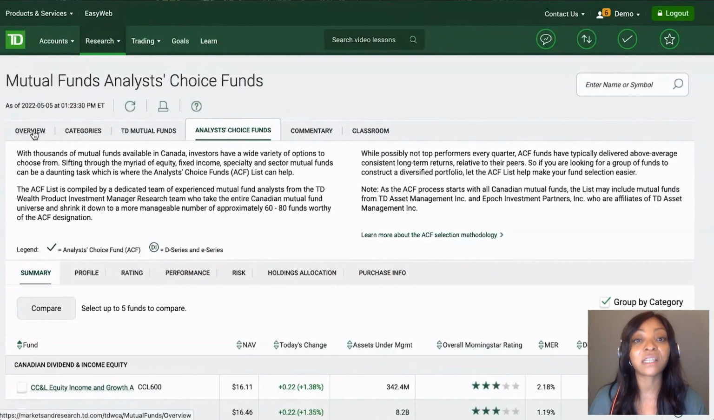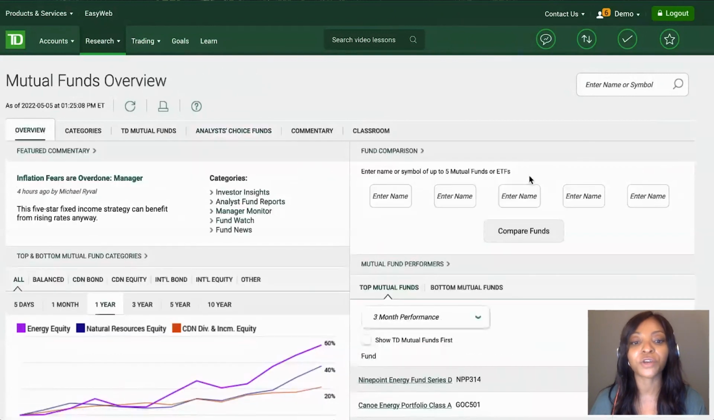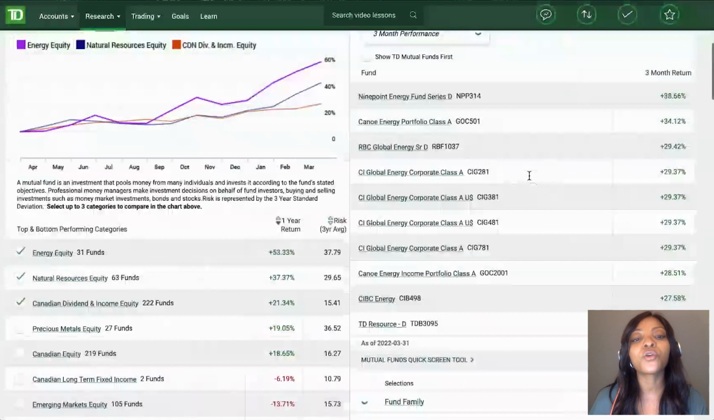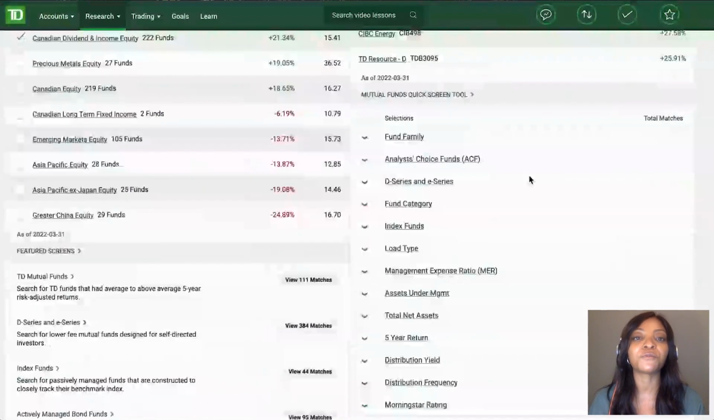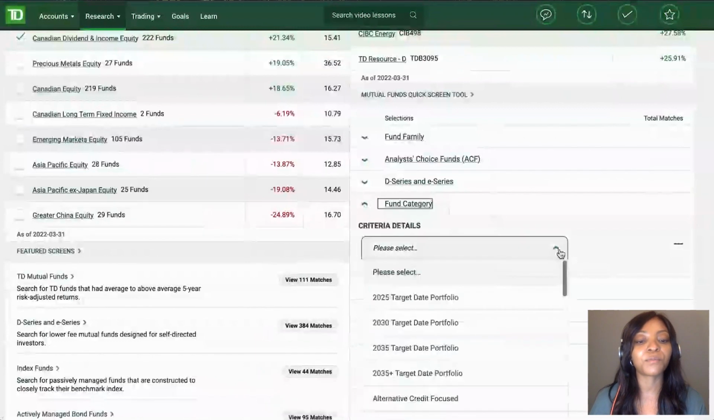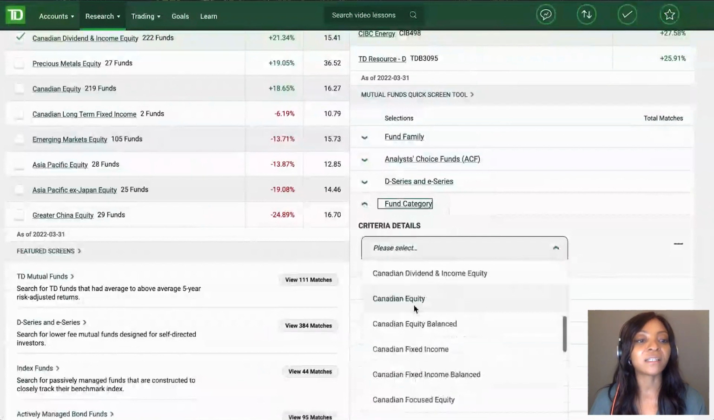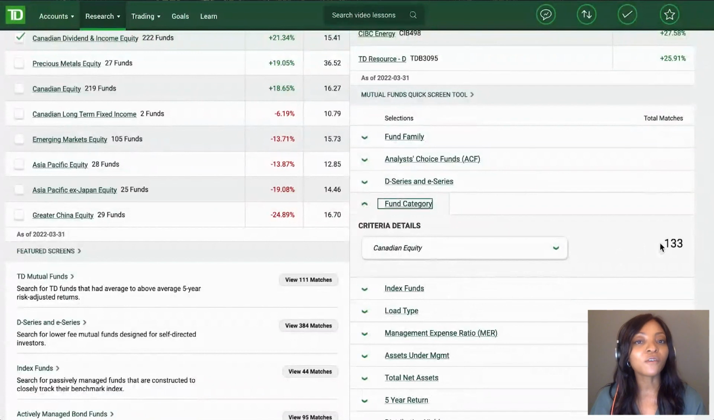So if you want to take the time to filter through some of that, we're going to go back to the overview page here. And once I come here, now I'm going to focus on the right side of the screen and I'm going to scroll down. There is a quick screen tool I can use to filter for funds that, for instance, will potentially charge a lower management fee compared to others. So let's choose a fund category for the purposes of this example. I'm going to go to fund category. And for this example, let's say we pick Canadian equity. Right off the bat, it tells me there's 133 mutual funds in the Canadian equity category.